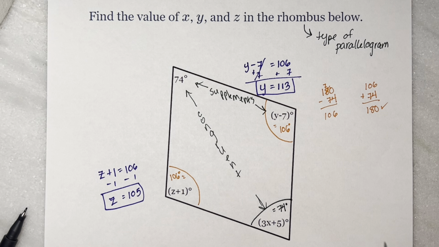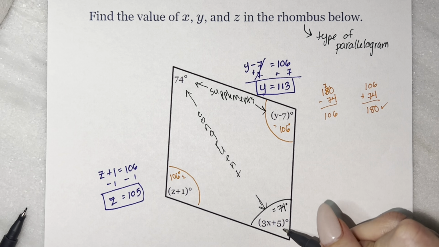If you can't do math that quickly in your head, that's why we learn algebra. So the purpose of algebra is to set this up, 3x plus 5 equals 74. And instead of sitting there and guessing what the answer might be, we just work backwards. So instead of adding 5, we're going to subtract 5. Instead of multiplying by 3, we're going to divide by 3. And we're going to get that answer as 23.